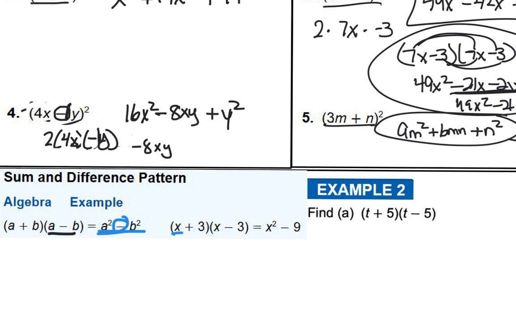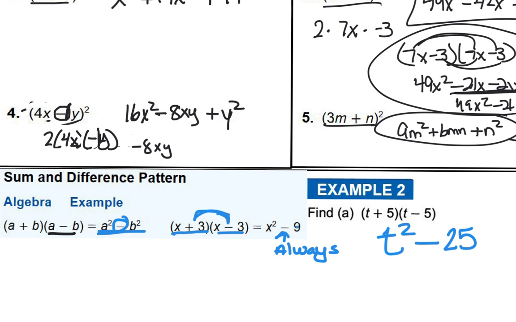So it's x plus 3 and x minus 3. They have to be the same, just different signs, okay? So your answer is always going to be a minus. It's always. And you square the x and square the 3. Okay? So this one, we would square the x, put a minus, and square the 5. Okay.